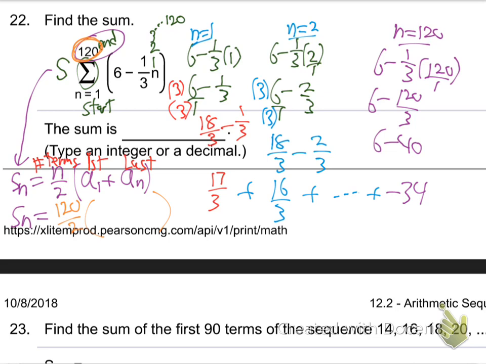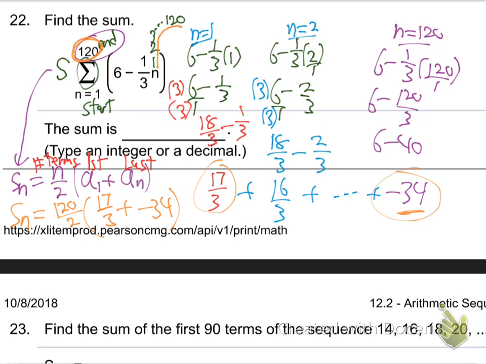So 120 over 2. I'm sorry, I was thinking that if that's where it ends, it's 120 more, but it's not. It's negative 34. Yeah. So those are the numbers you plug into the formula. You plug in 1, 2, 3, all the way to 120, and the last one is negative 34. So it's 120 terms. First term is 17/3. Last term is negative 34.